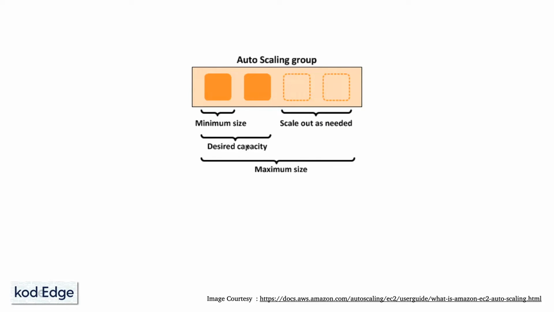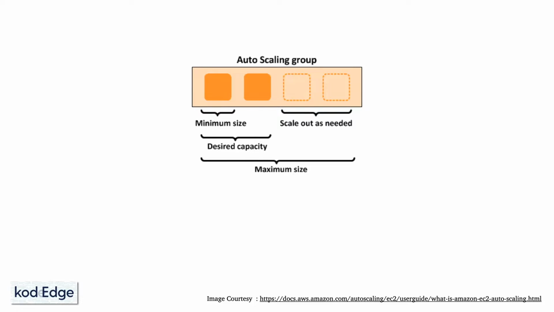So whenever you define or configure your autoscaling group for the first time, it will run the number of EC2 instances equal to desired capacity. Okay, let's say for example, you have mentioned desired capacity equal to 2. So whenever you start your autoscaling group, it will run 2 EC2 instances in the group.